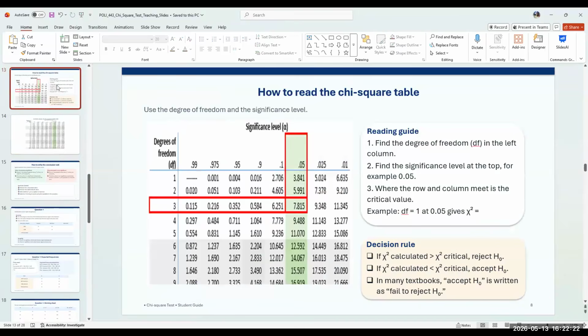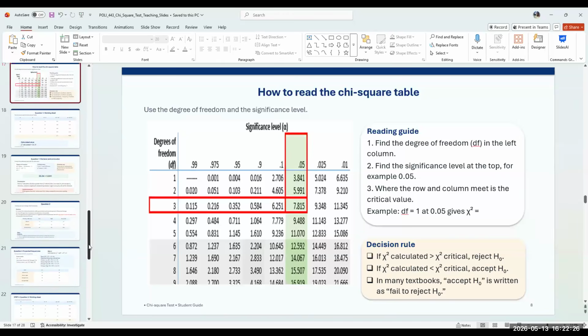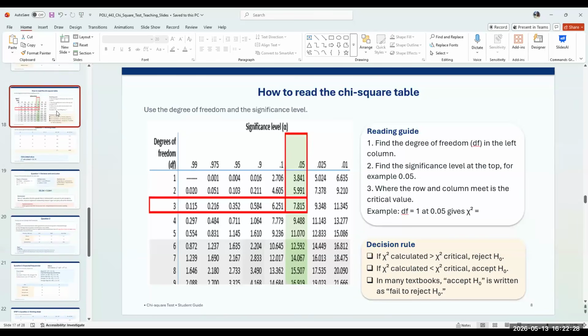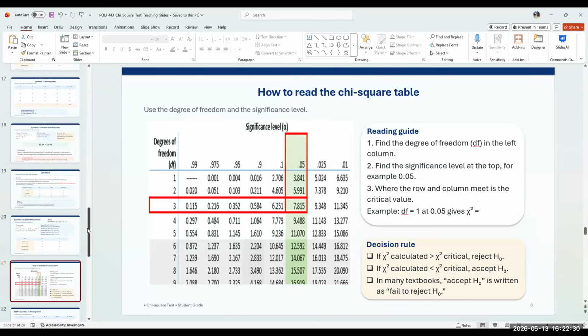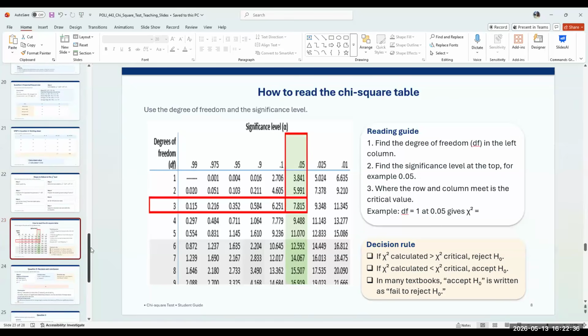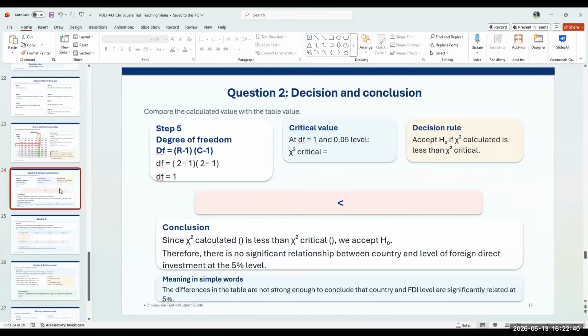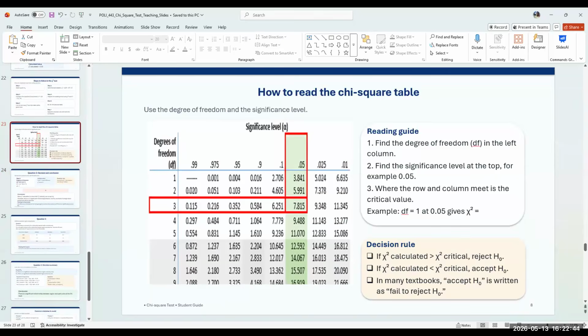So the moment you see the answer, you now go back to the table. The table will be given to you in the examination hall. So this is the table. If this is the degree of freedom, then let's come back to our table again and track it.